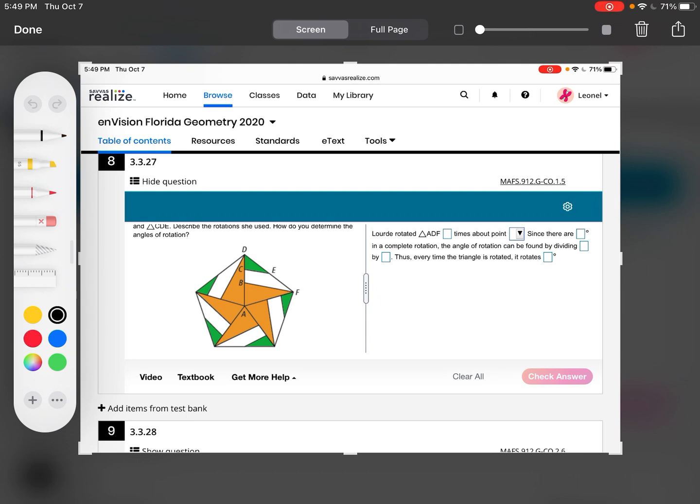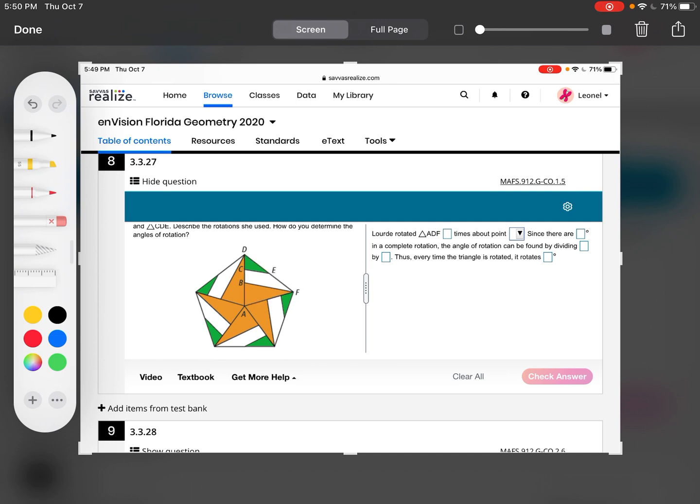Okay, so first of all, let's identify the triangle it's talking about. Triangle ADF is this triangle right here. Okay, and then you can see what they're talking about, it being rotated several times. Because if you rotate it a little bit this way, it'll land on this part right here. Okay, and if you rotate it a little bit more, it lands right here. And if you rotate it a little bit more, it lands right here. So when you rotate this a few times, you can generate this pentagon looking shape. Okay, so it says, Lourdes rotated triangle ADF blank times about what point?